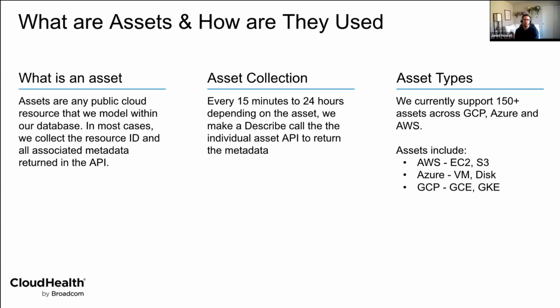And then some examples of asset types. We currently support over 150 across Azure, GCP, and AWS. And again, just really any deployable resource. Some of the big ones: EC2, GKE, Azure Managed Disk. All of the big service categories are represented within the Graph Explorer.